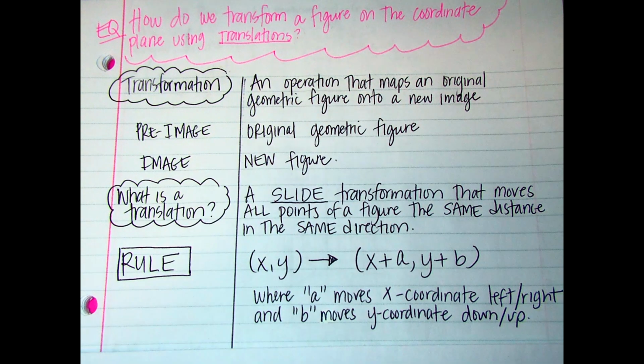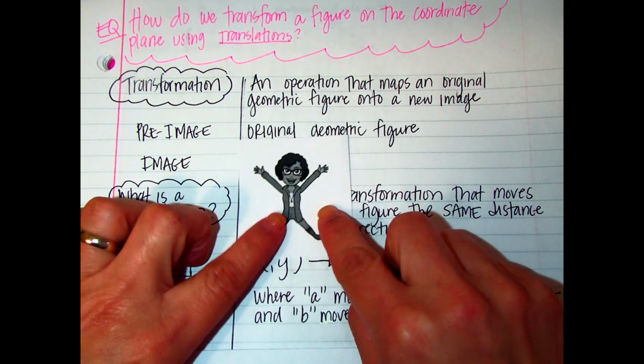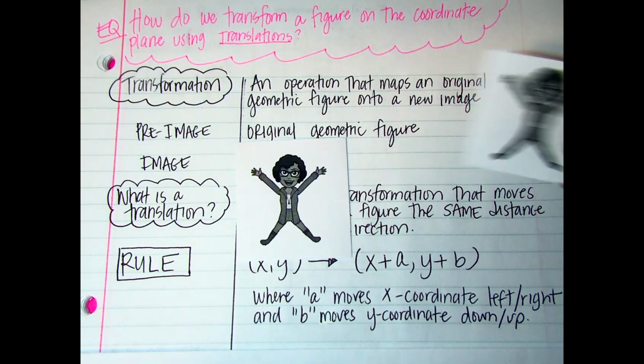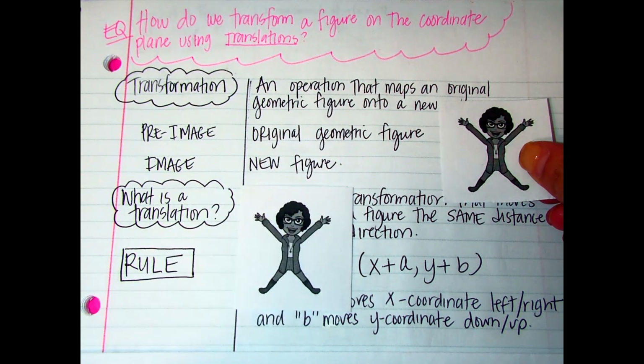Okay, today we're going to be transforming a figure on the coordinate plane using translations. Before we do that, we need to understand what a transformation is, and a transformation for us is going to be an operation that maps an original geometric figure onto a new image, okay? So taking, for example, this image, the original is going to be called the pre-image, and then the image is going to be the new figure, okay?